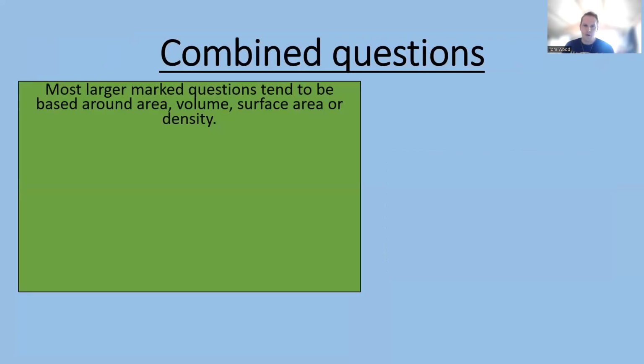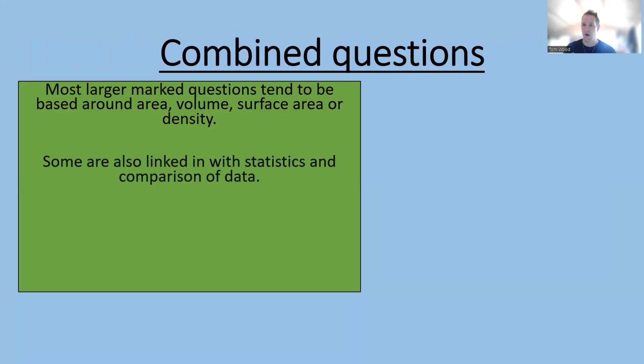So most of these larger marked questions tend to be based around area, volume, surface area, or density. So these are our area topic and our compound measures topic. We do find some of these linked around statistics and comparison of data. So these can be quite nice questions where they pop up and it will maybe say, calculate the mean. And then maybe we have to calculate the range as well. And then the question will ask us about the consistency.